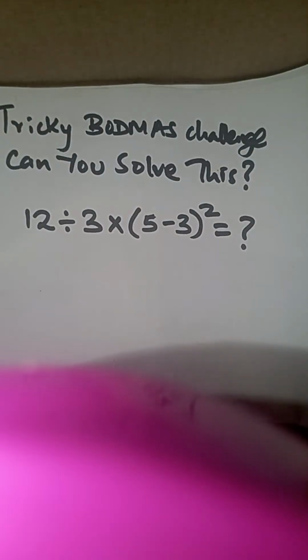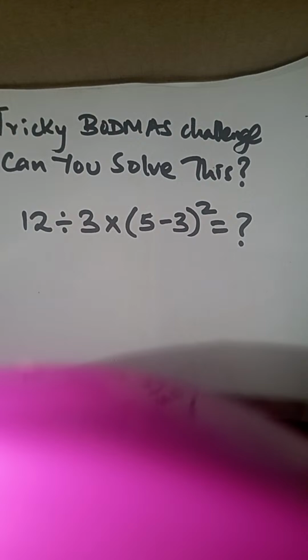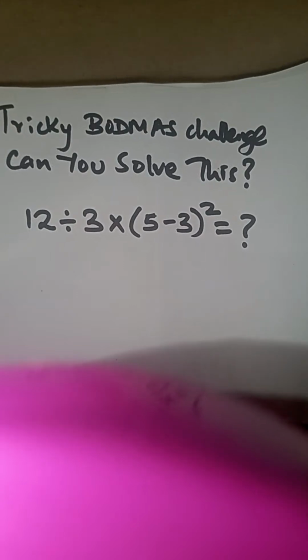So here we are told it's a tricky BODMAS challenge where we're given that 12 divided by 3 times 5 minus 3 should be equal to what?